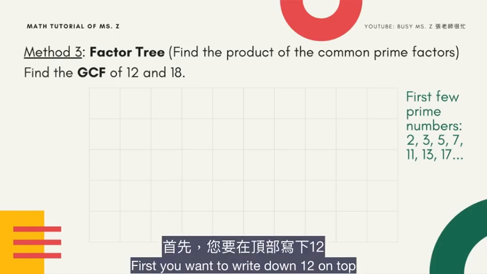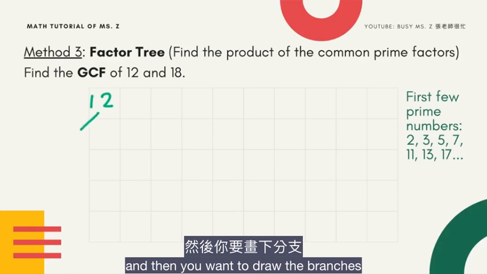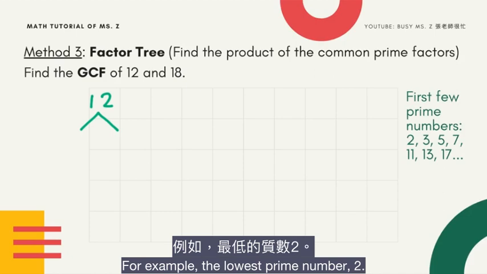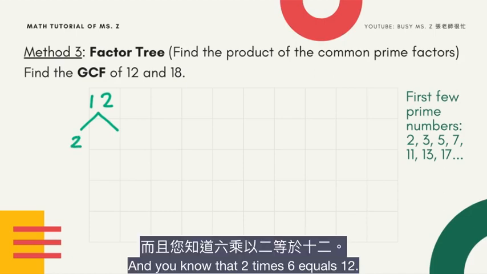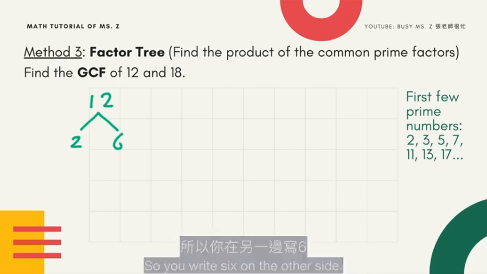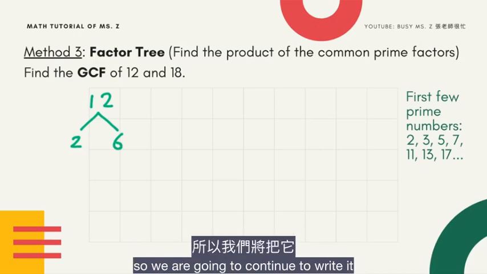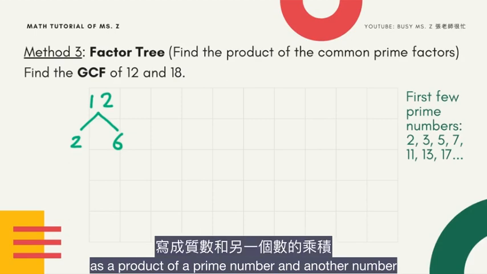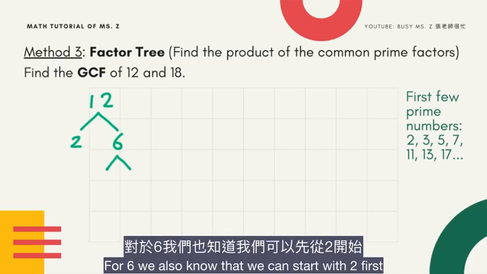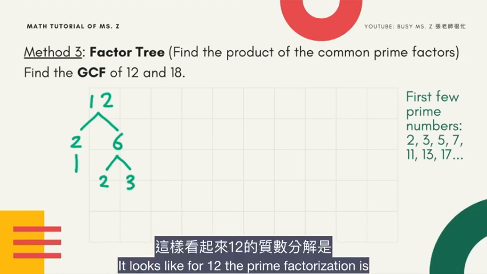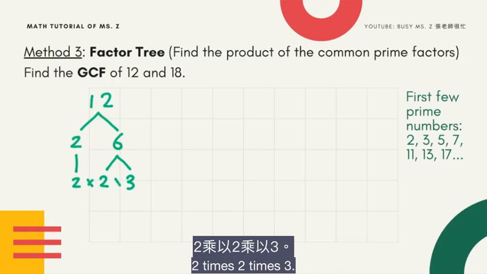First, you want to write down 12 on top, and then you want to write down the branches. You can pick a prime number, for example, the lowest one, 2. And you know that 2 times 6 equals 12, so you write 6 on the other side. Now we know 6 is not a prime number, so we're going to continue to write it as a product of a prime number and another number. So for 6, we can start with 2 first, and 2 times 3 equals 6. So for 12, the prime factorization is 2 times 2 times 3.